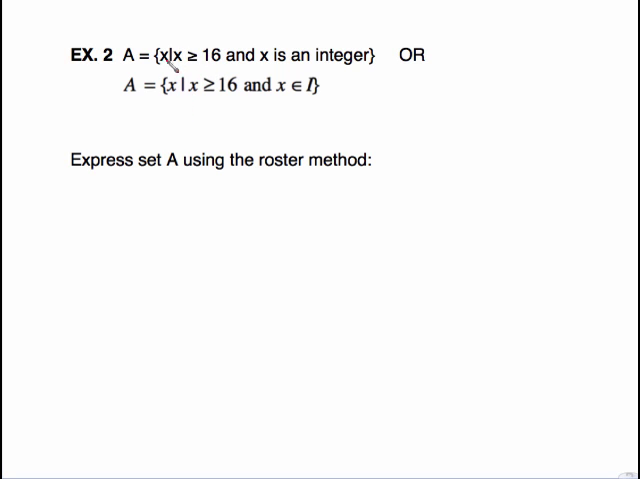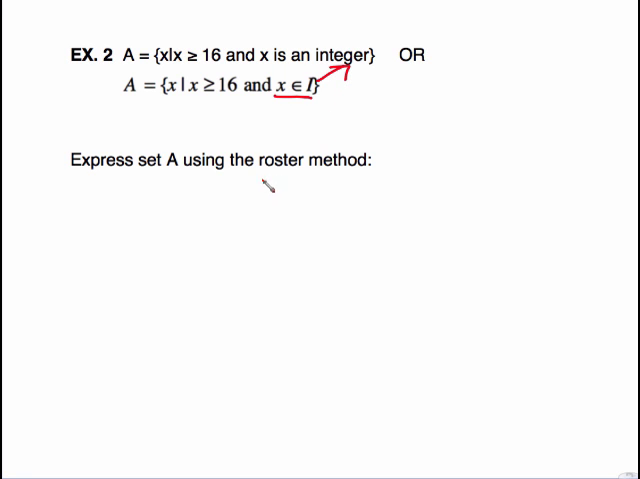Here's a set that begins as set builder, and we want to switch it to roster method. Now, I have two different ways that you might see it written in this set builder notation. This is all x, such that x is greater than or equal to 16, and x is an integer. It's specifying in words that x is an integer, meaning no fractions, no decimals. Or it could say the same beginning, all x, such that x is greater than or equal to 16, and x is an element of the set I, which we now know is a set of integers.